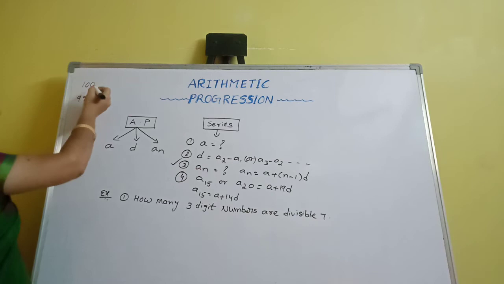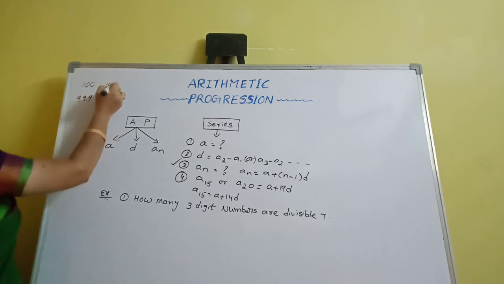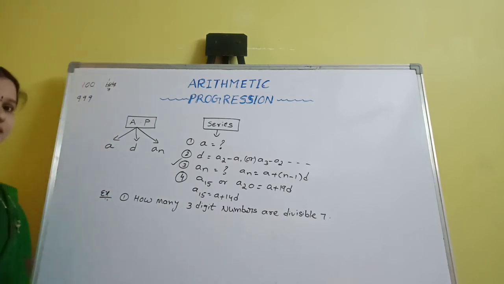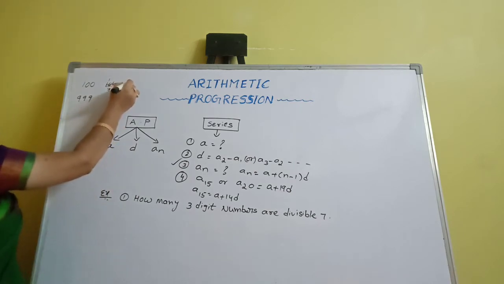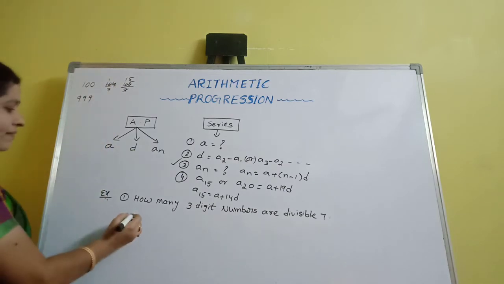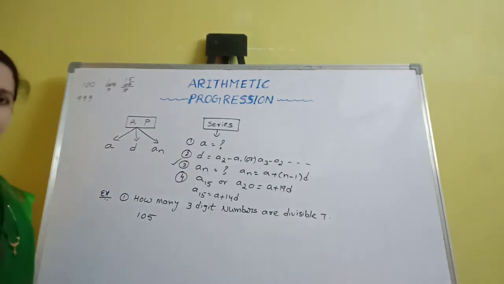So what is the first term divisible by 7? Suppose 100, it is not divisible by 7. 104, is it divisible by 7? 7 ones are 7, 7 fives are 35. Okay, 105. You take 105. 7 ones are 7, 7 fives are 35. So 105 is the first term divisible by 7 in 3-digit numbers.